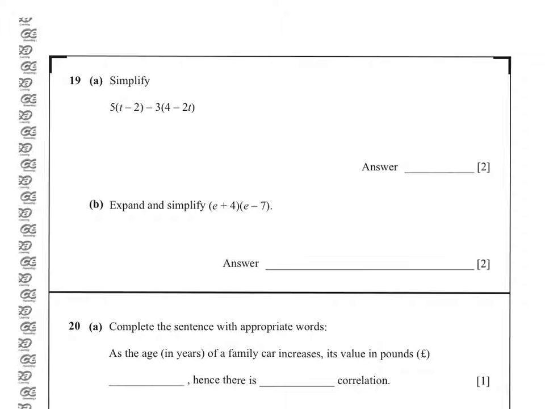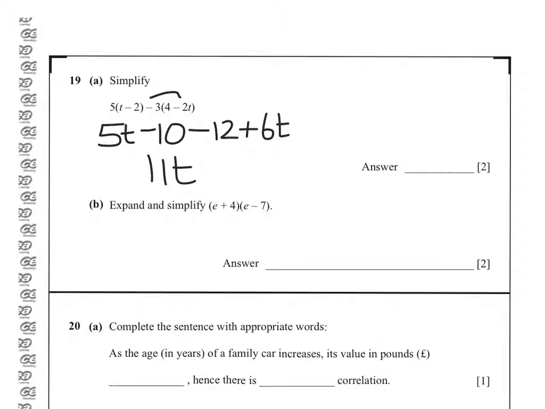To simplify, we expand the brackets. 5t minus 10 minus 12 plus 6t. So we've got to be careful here. It's minus 3 times minus 2, which is plus 6. 5t plus 6t is 11t, and minus 10 take away 12 is minus 22.